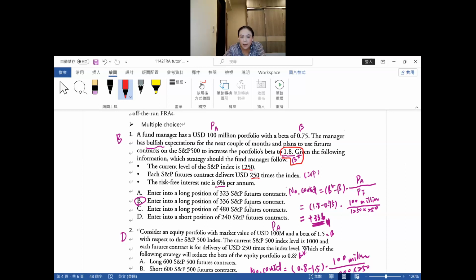So take a look at number of contracts here equals to beta star is 1.8, beta is 0.7, multiplied by PA 100 million, and your PF is 1,250 times 250. So the answer would be positive. Remember, because you long more, 336. So the answer is B here.